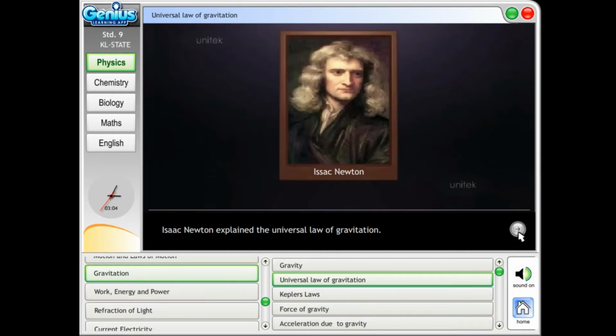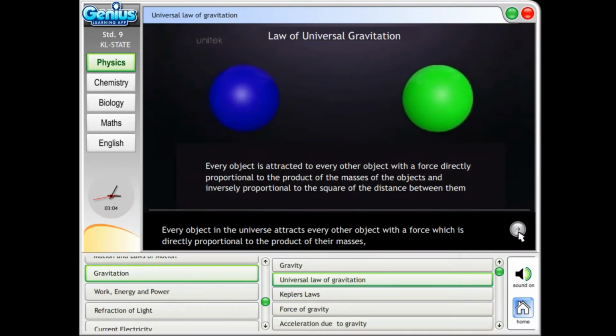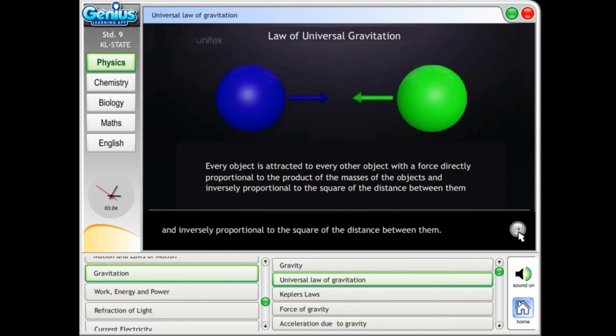Universal law of gravitation. Isaac Newton explained the universal law of gravitation. Every object in the universe attracts every other object with a force which is directly proportional to the product of their masses, and inversely proportional to the square of the distance between them.